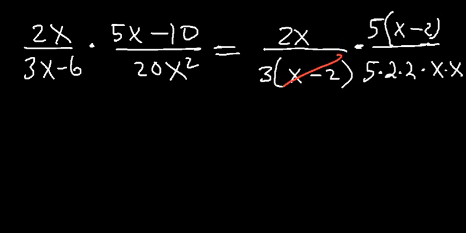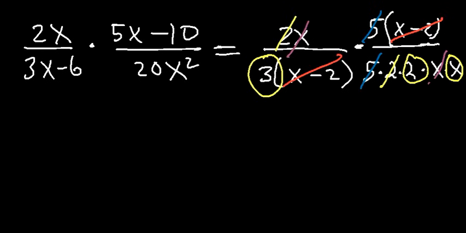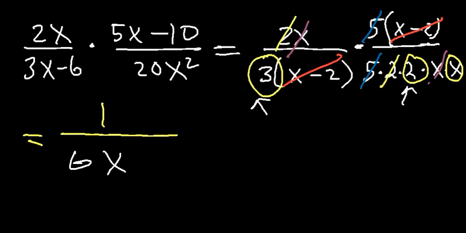So I can cancel an x minus 2. I can cancel a 5. I can cancel an x. And I can also cancel a 2. So what I have left over is a 3, a 2, and an x on the bottom. There's nothing left over on the top. If you cancel everything on top, all you have is a 1 on top. So this 3 multiplied by that 2 is 6, and then the remaining x. And that's it. So the answer is 1 over 6x.